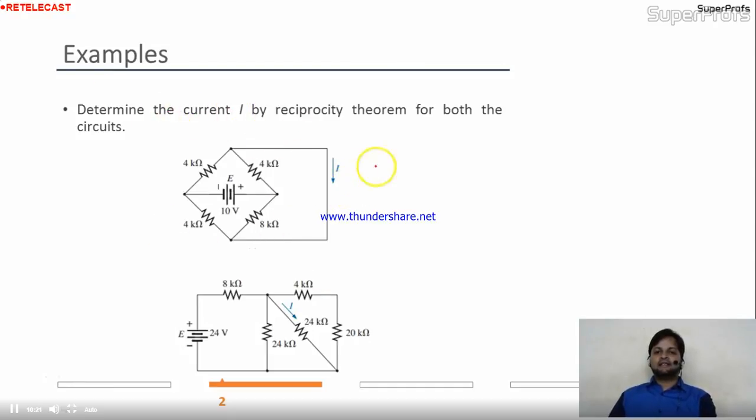Determine the current I, here is the I, by reciprocity theorem for both the circuits. For both the circuits, we have to determine the current I. Is it okay? So, friends, the reciprocity theorem says I can replace these two terms. I'll apply the reciprocity theorem. So, for this circuit, I'll rewrite.